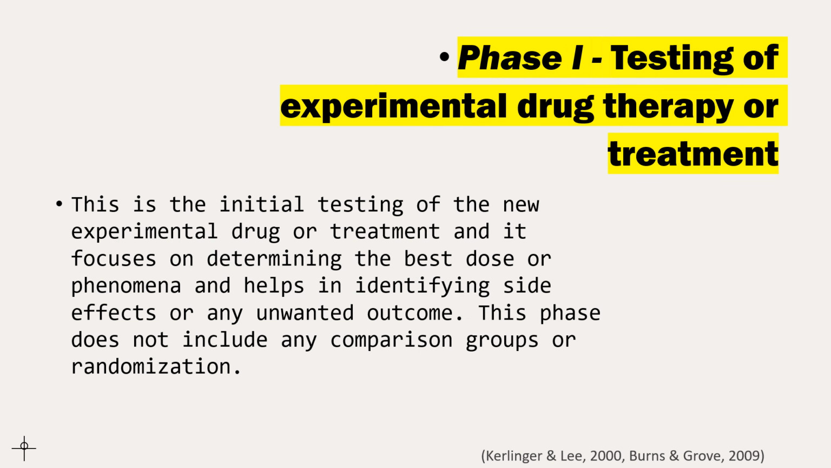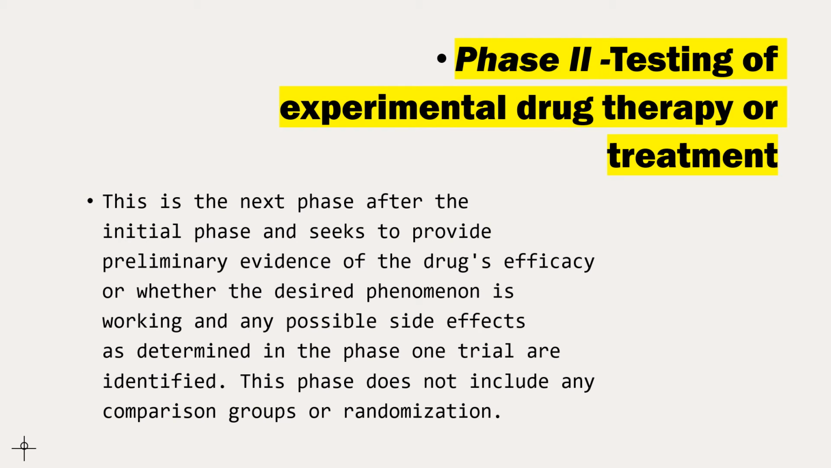So in that sense, we will take a look at phase 1. Phase 1 is mainly the initial testing of the new experimental drug or treatment, and it focuses on determining the best dose or phenomena. This helps in identifying side effects or any unwanted outcome. And this phase does not include any comparison groups or randomization.